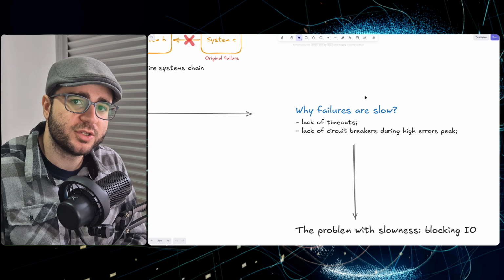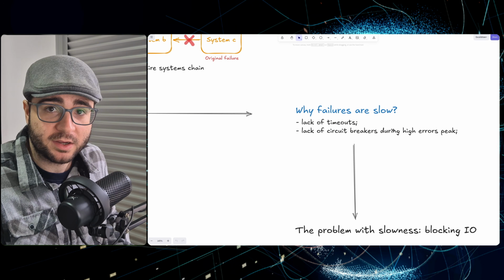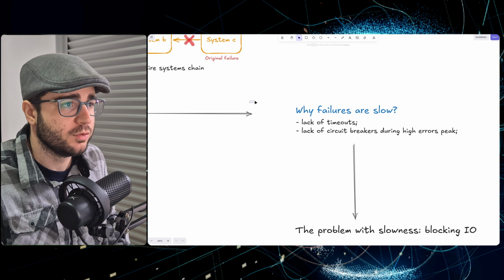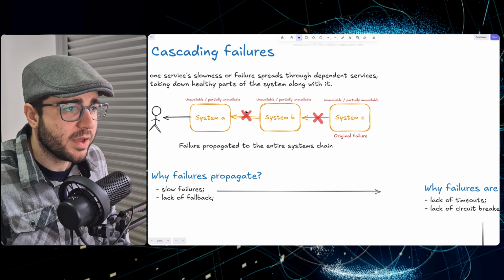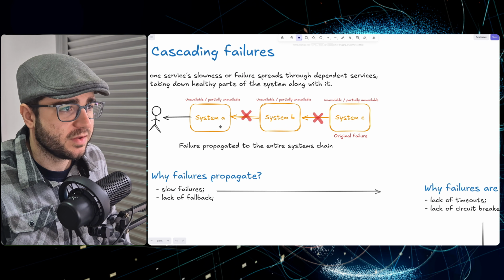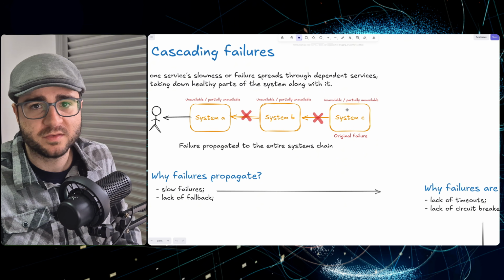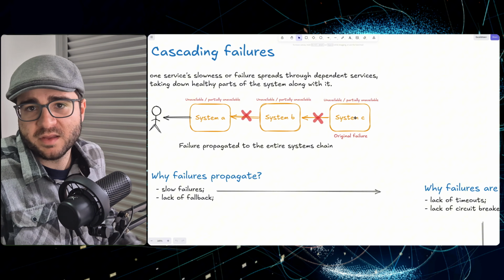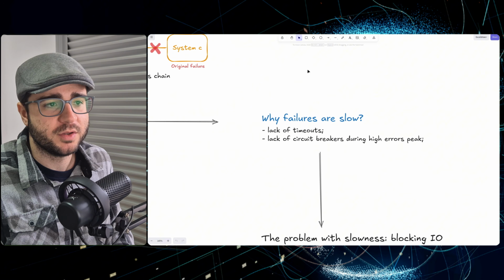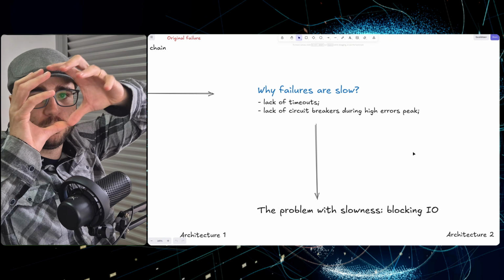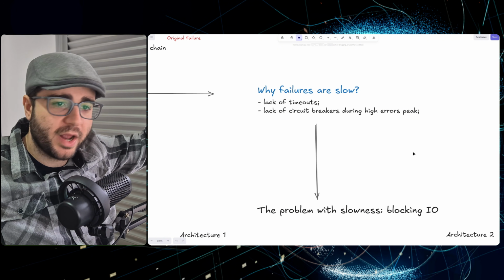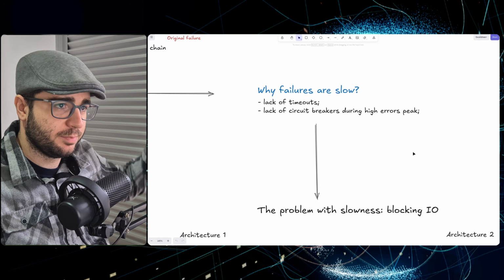So slow failures are usually associated with the lack of timeouts when we're doing those requests, right? If you don't have a timeout right here on system A calling system B and system B calling system C, if those systems never respond, we are basically going to lock our thread or CPU or whatever we are using in that part.